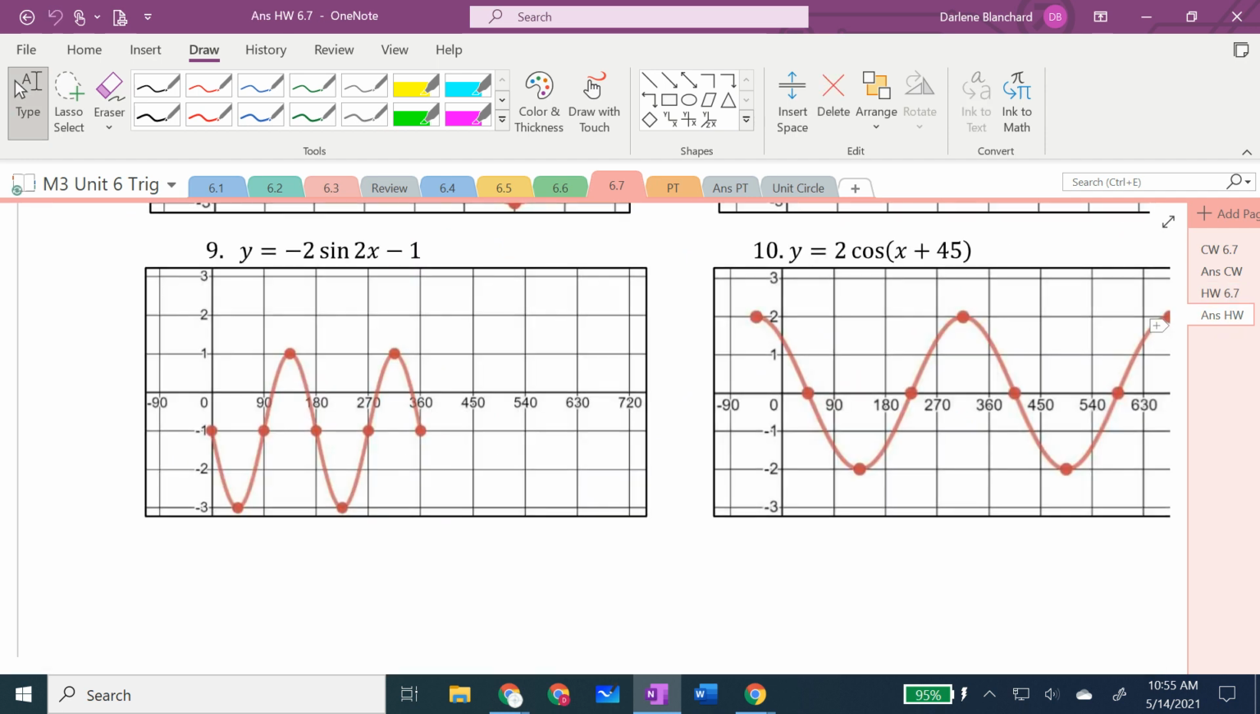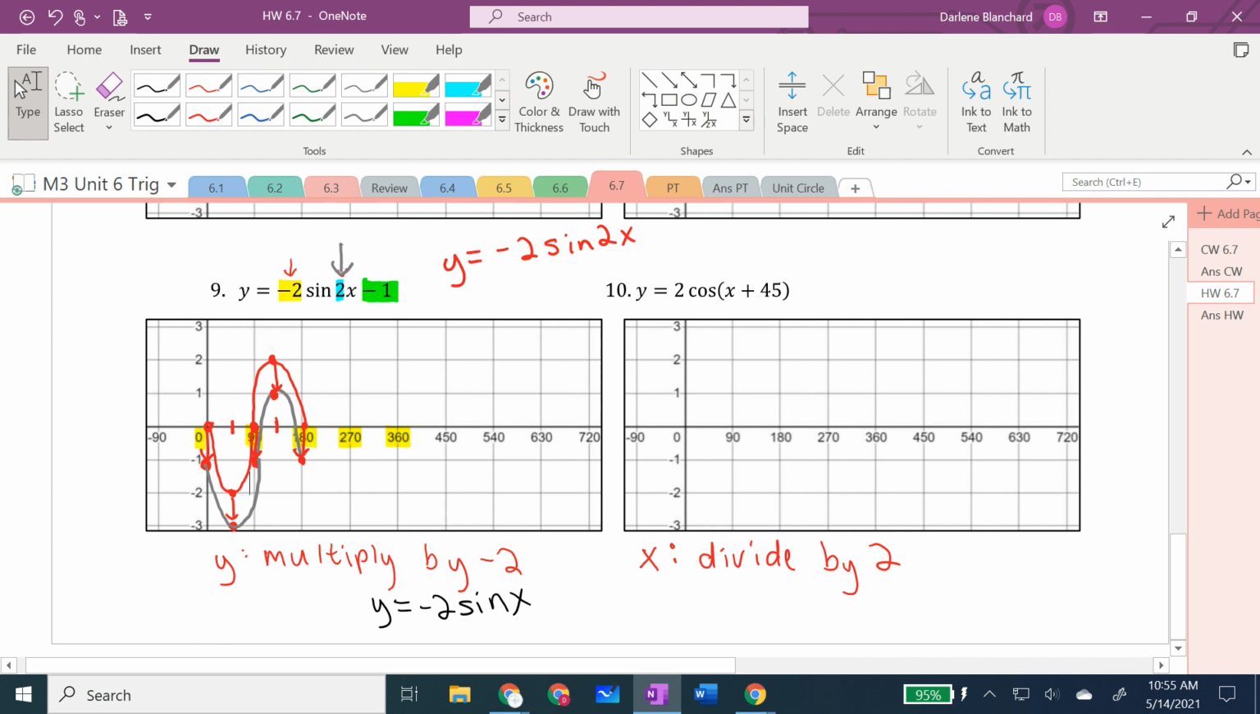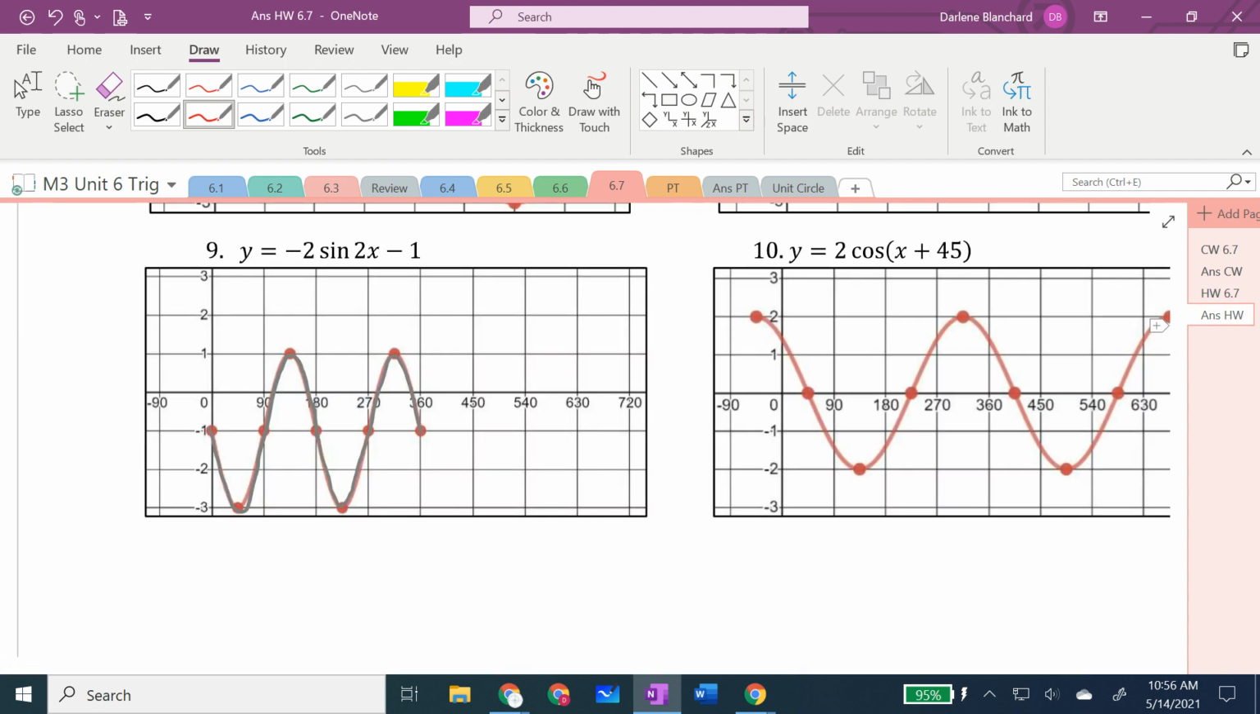So once you have 1 cycle, you can just repeat that pattern to show the second cycle. And if you need me to help you with that, I'm going to erase. I'm erasing too much. I'm going to have to redraw it. So I'm going to draw. No, I can't remember what it looked like. Hold on. Okay.